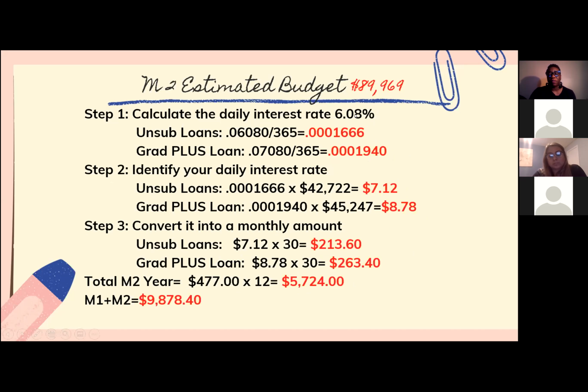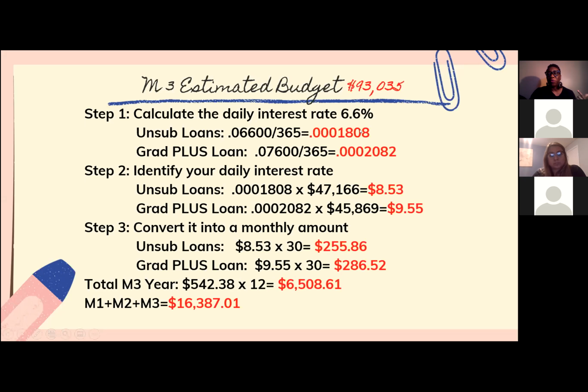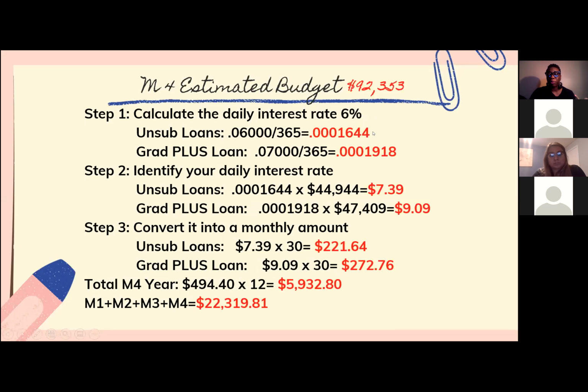But like I said, the federal government, based on the market, every July 1st, new interest rates are communicated out to institutions. So for last year, it was 6.8%. The year before that, 6.6%, and the year before that, 6%.